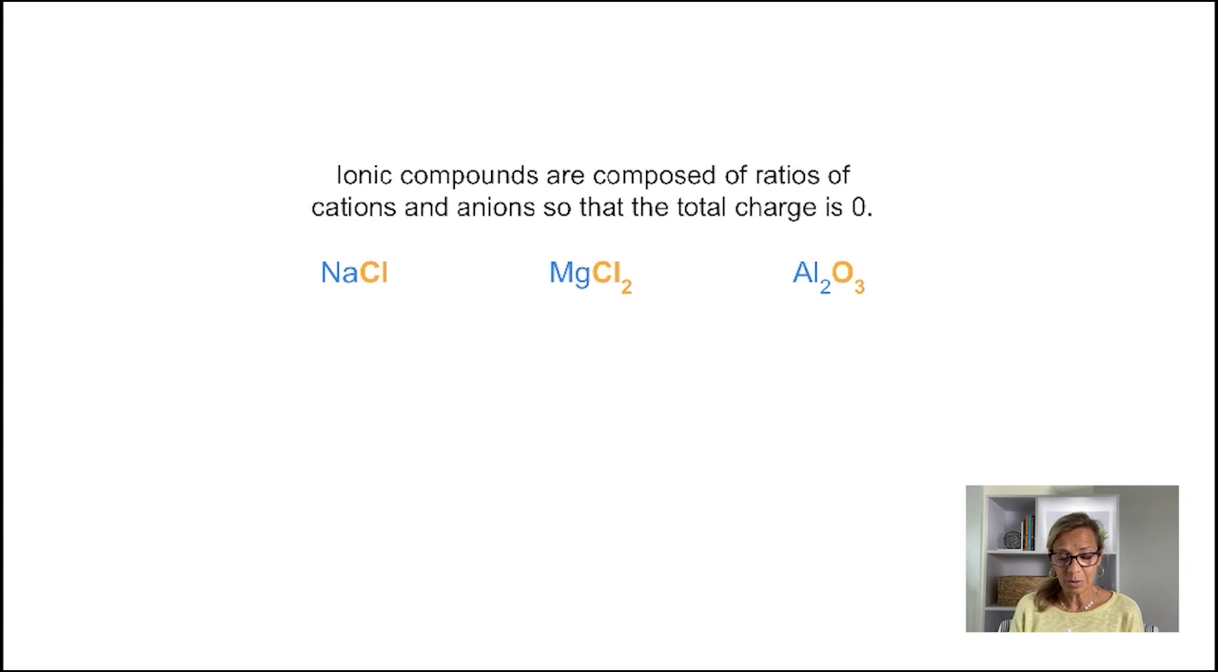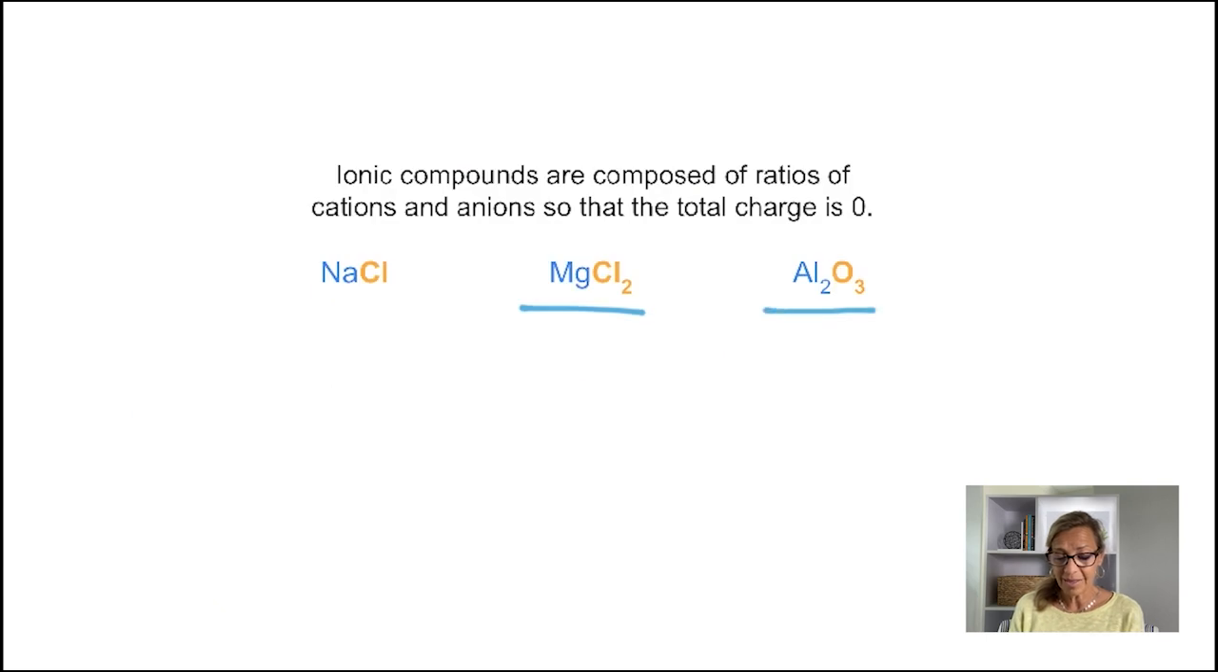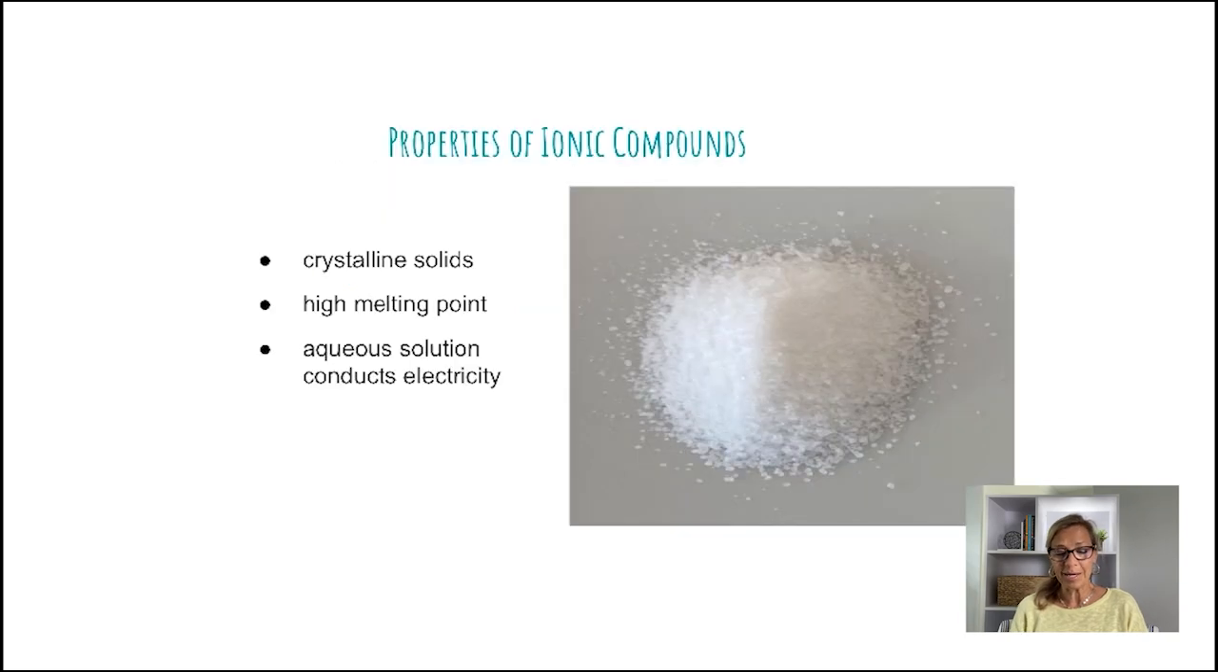1 sodium, 1 chloride. The magnesium needed 2 chlorides. I just showed you why right here: 1 magnesium and made 2 chlorides. And then look, 2 aluminums, 3 oxides. There's aluminum oxide. So there is going to be an easier way to do this. We'll get there in the next video.